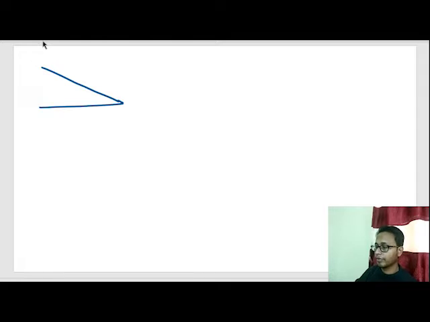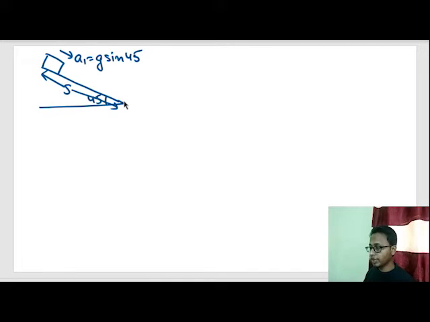Okay, this was 45 degrees, this was the block, and this was s, the total distance. Our a1 was g sine 45, and the time taken to reach the block, to cover distance s, is t1. So applying the equation of motion, s is equal to ut plus half at square.